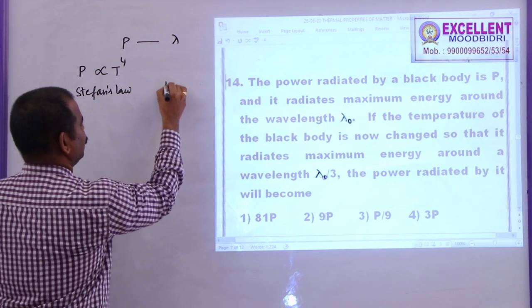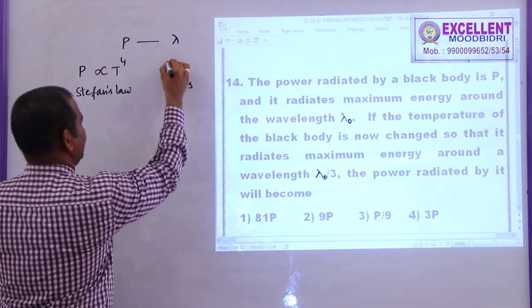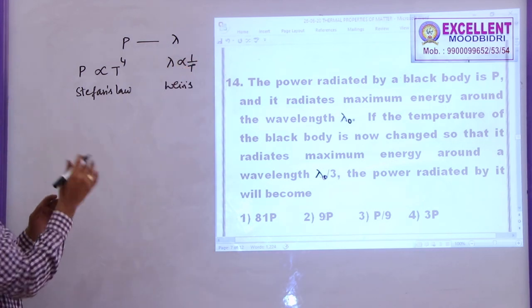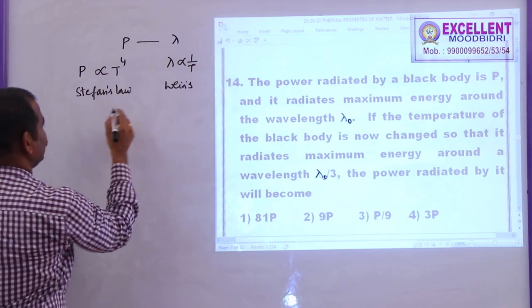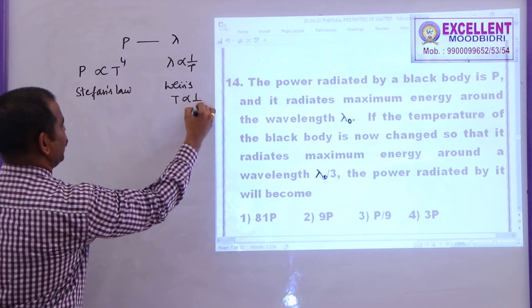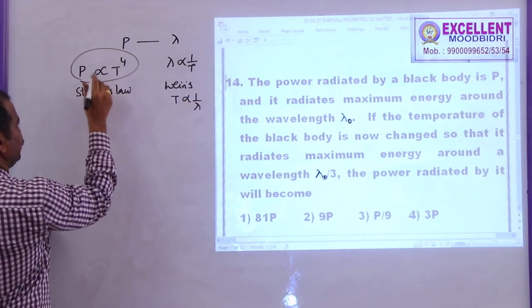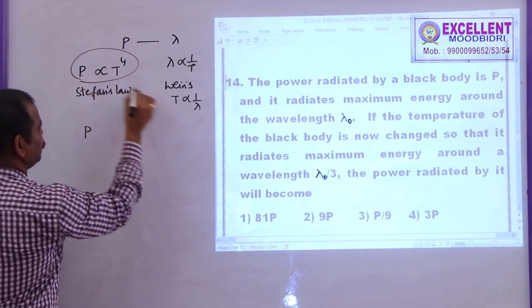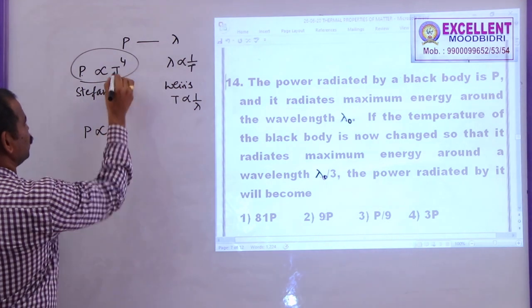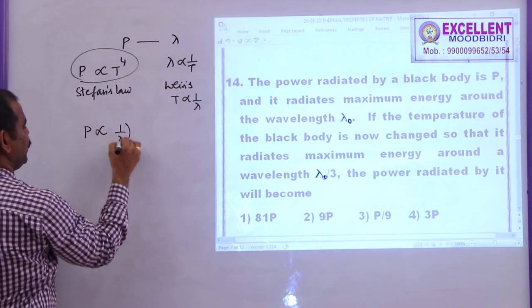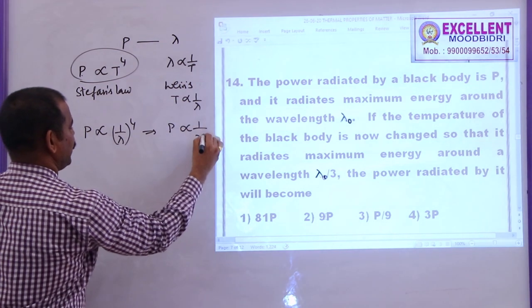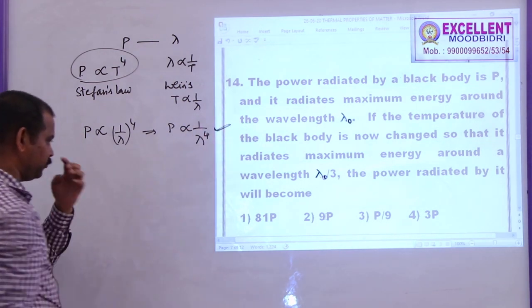the power radiated by a body is directly proportional to the 4th power of absolute temperature. But from Wien's displacement law, wavelength is inversely proportional to temperature, or T is inversely proportional to lambda. Now P is directly proportional to T power 4, and T is inversely proportional to lambda. So if you combine these, P is proportional to 1 by lambda whole power 4. So power is inversely proportional to lambda power 4.